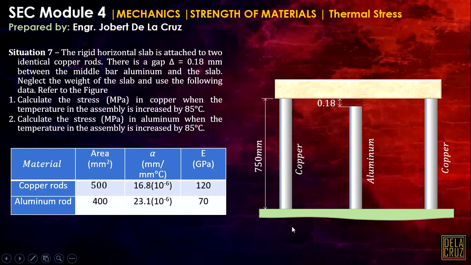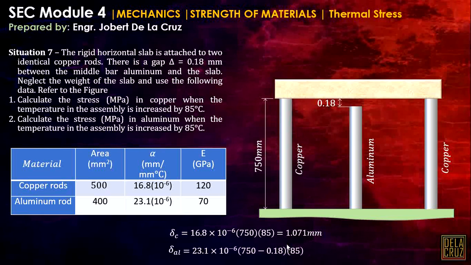or increase. So that will be, for the copper, alpha is 16.8 times 10 raised to negative 6. The length is 750 mm. The change in temperature is diretso na. This is the change already. The rise in temperature, 85 degrees Celsius, and that is that one. For the aluminum, the alpha is 23.1. The length is, of course, that will be 750 minus 0.18. Yung original length yung kino-consider natin dito. Times the change in temperature, and that is 1.472 millimeters.